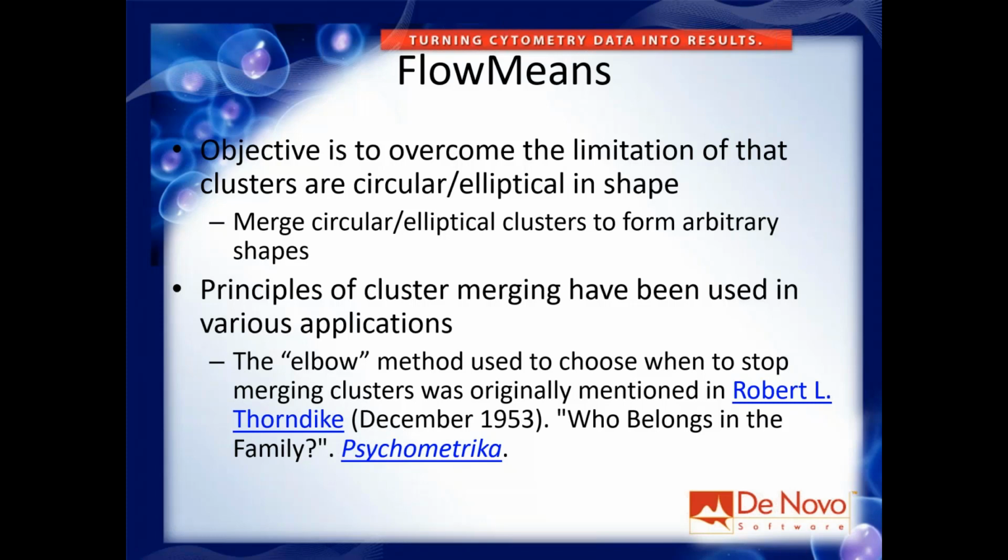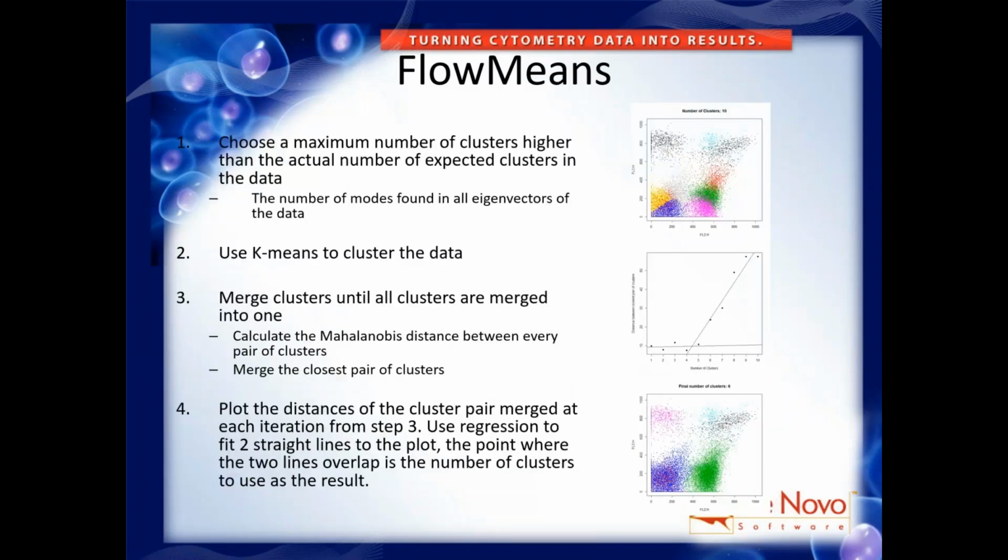So cluster merging is very, very old. The particular paper that describes the flow means is using the elbow method, which you can see is a very, very old and very, very basic technique, okay? And so what is the approach of these and all other cluster merging algorithms? Is that you choose a number of clusters that is generally way higher than the number you actually expect.